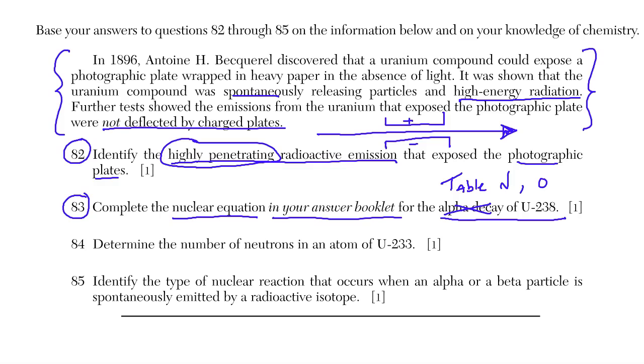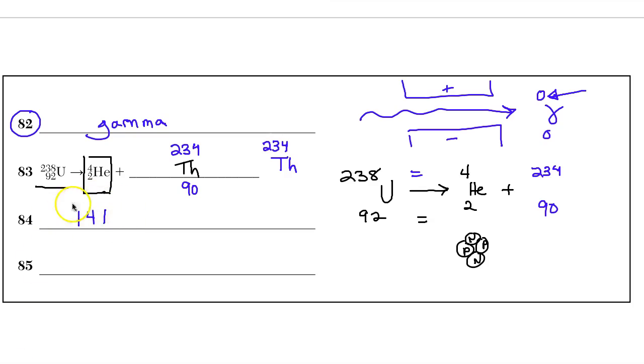Okay, number 84. Determine the number of neutrons. Do we even need any of this information up here? No, read the question first. So uranium-233, how do we do that? Well, uranium-233, what is the atomic number for uranium? It's 92. And we should know that the protons and neutrons are up here, and this is the proton number. So when we subtract 233 and 92, we are going to get 141. Very simple. I know you needed to see it in the answer booklet.